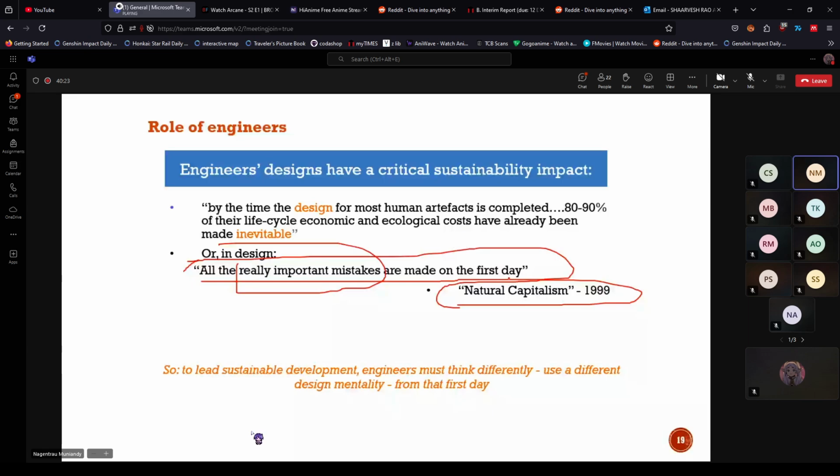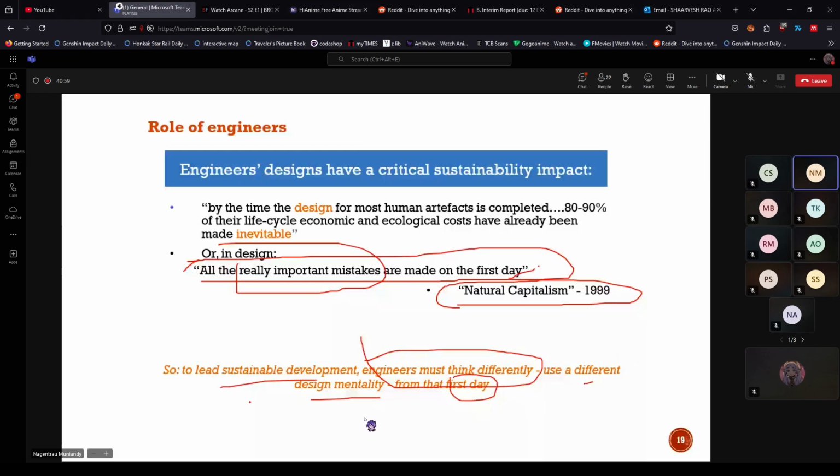In order to lead sustainable development, engineers should think differently. They should have a different design mentality from the first day, not from this point, from the first day. During the design stage itself, engineers should be aware of how things can go wrong and what can be done if things go wrong. So the safety precaution should always be there.